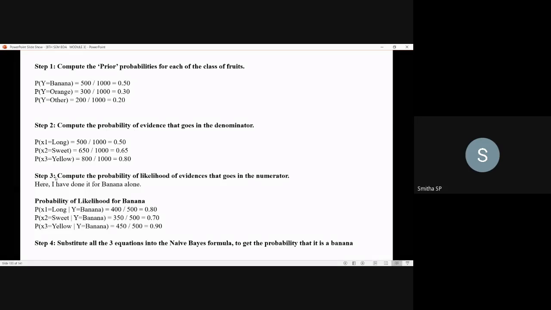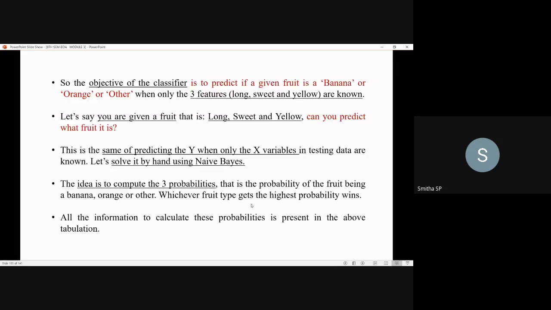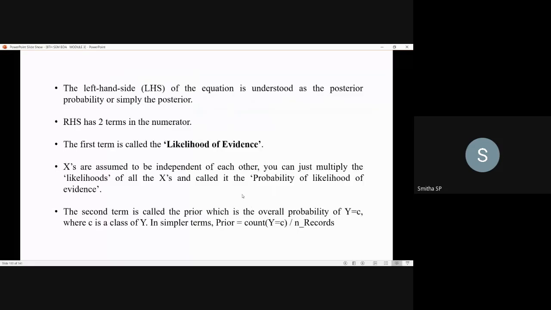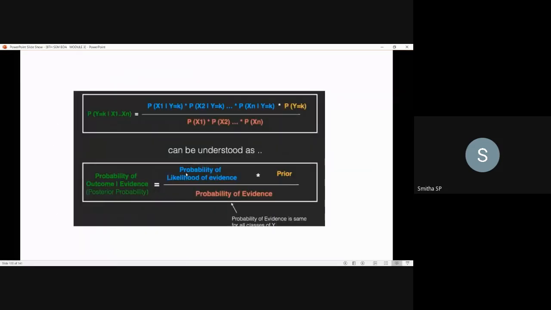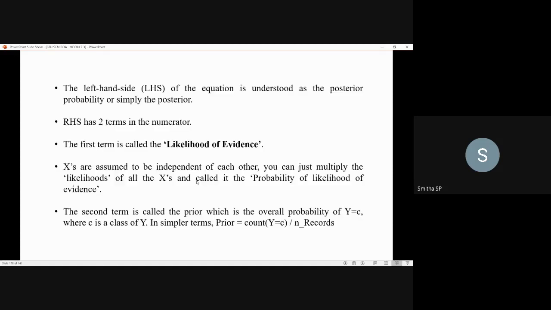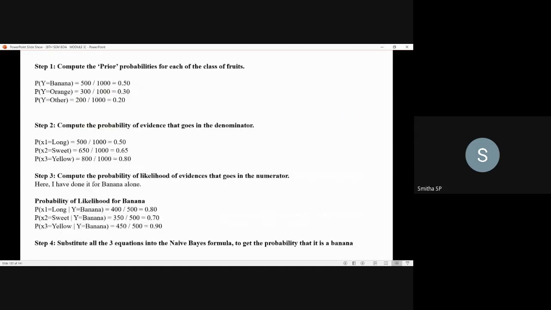So in the third step, you have to compute the probability of likelihood of evidence. That is what you see in the numerator. The first term you can see here is the probability of likelihood of evidence. Now you have calculated the probability of evidence, and now you have to compute the probability of likelihood of evidence. So how to compute this? For all the three fruits, you have to calculate this.